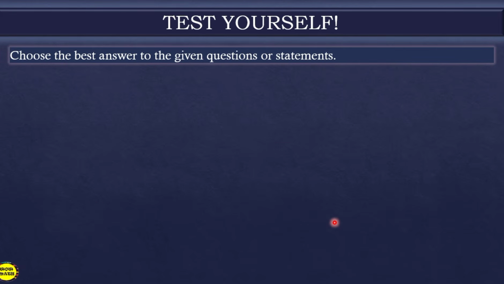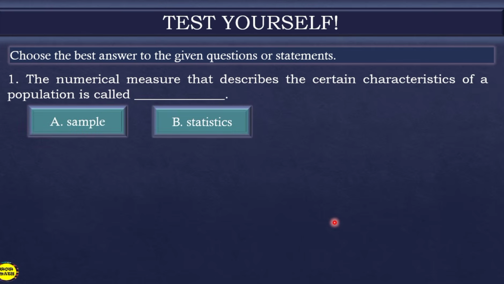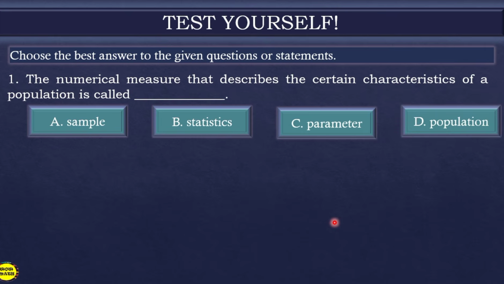Okay, test yourself. Choose the best answer to the given questions or statements. So number 1, the numerical measure that describe the certain characteristics of a population is called A. Sample, B. Statistic, C. Parameter, D. Population. Okay, so the answer will be parameter.